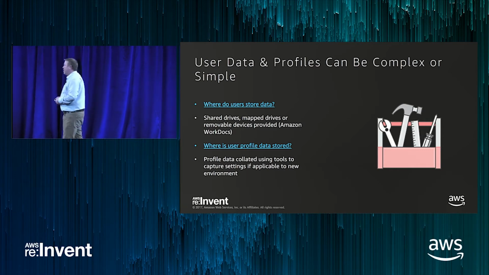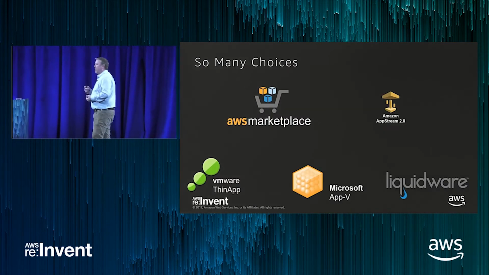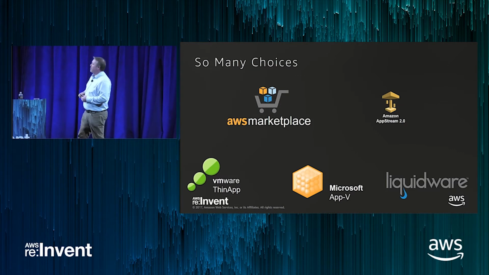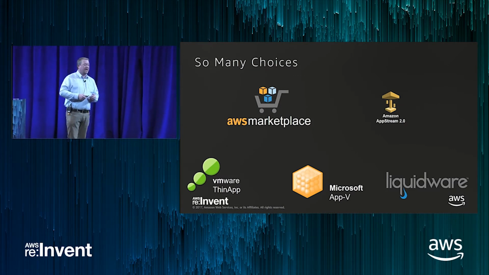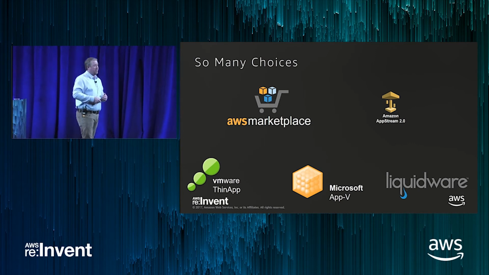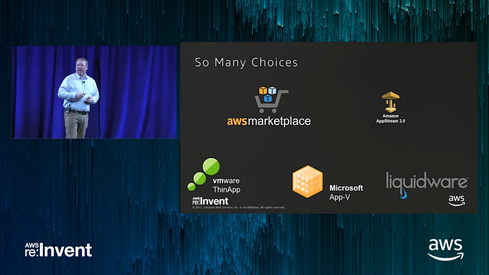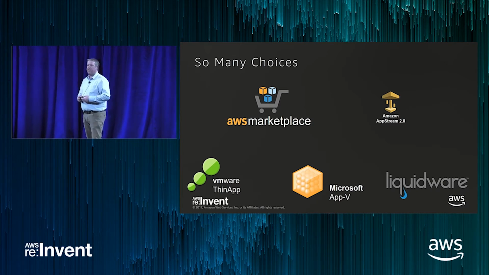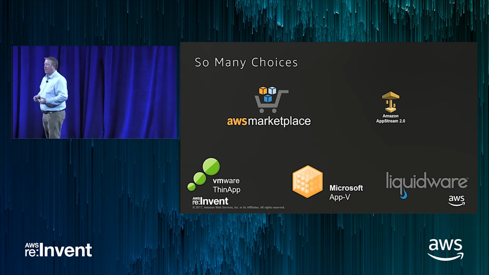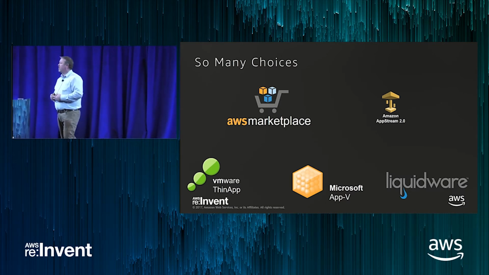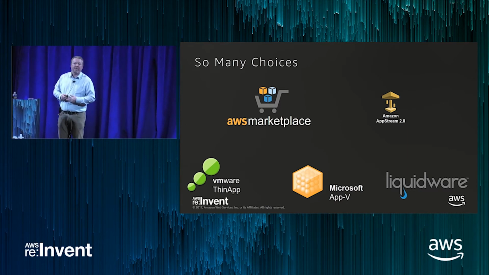So out there in the world to help you with this kind of space, we have various apps in the AWS Marketplace. I think we've all heard of VMware ThinApp, which does a great job. Microsoft App-V, yes. Even Amazon AppStream 2.0. So consider this with WorkSpaces. This is something that's kind of new, and we're getting a lot of conversation with our customers out there, and it's a good thing for you to think about as well.